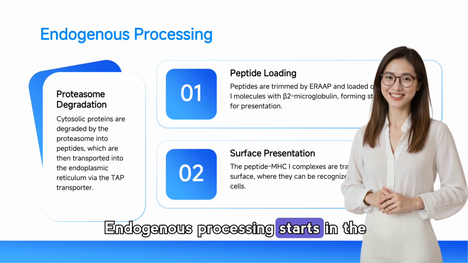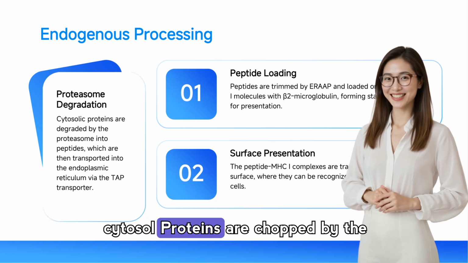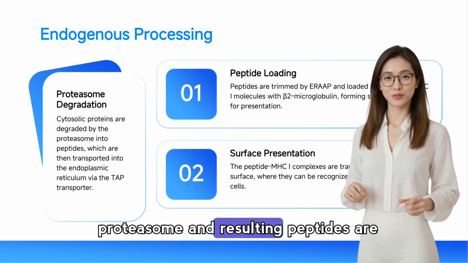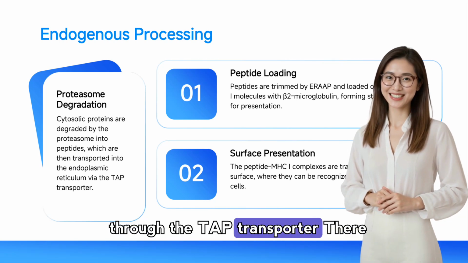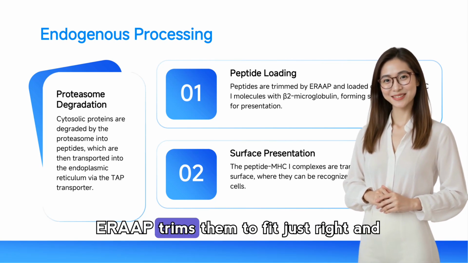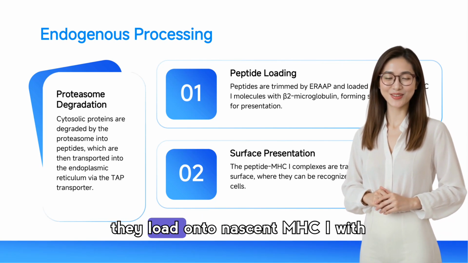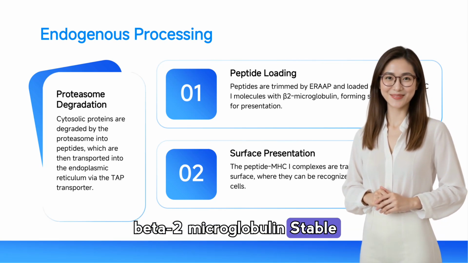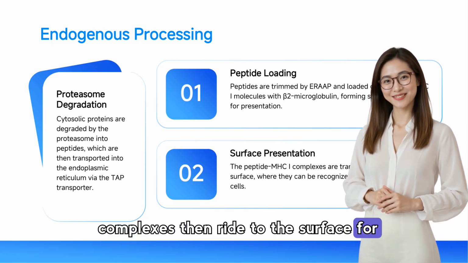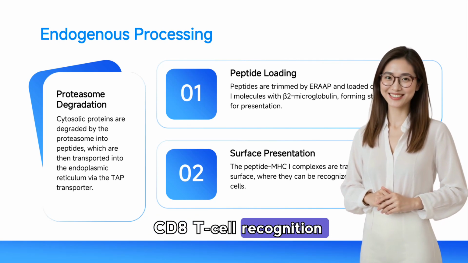Endogenous processing starts in the cytosol. Proteins are chopped by the proteasome, and resulting peptides are ferried into the endoplasmic reticulum through the TAP transporter. There, ERAP trims them to fit just right, and they load onto nascent MHC-I with beta-2 microglobulin. Stable complexes then ride to the surface for CD8 T cell recognition.